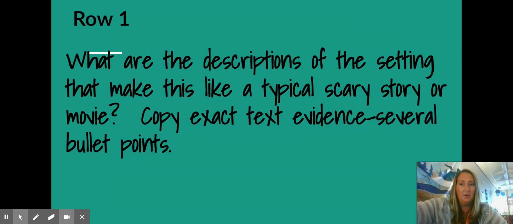Okay, so this is our first stopping point, and in the very top row of your paper, I want you to consider what you see on the screen. What are the descriptions of the setting that make this like a typical scary story or movie? You're going to copy exact text evidence. You're going to get a few bullet points here. What are the things that you've noticed already about the setting? The time, the place, the general atmosphere that you're experiencing with the descriptions of this story.